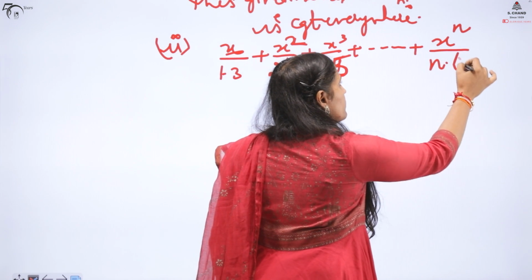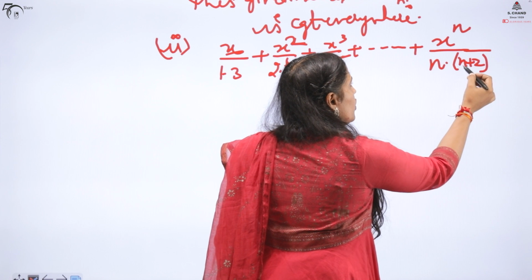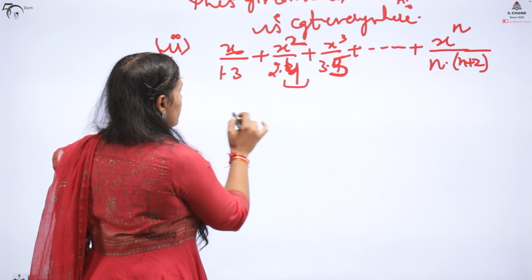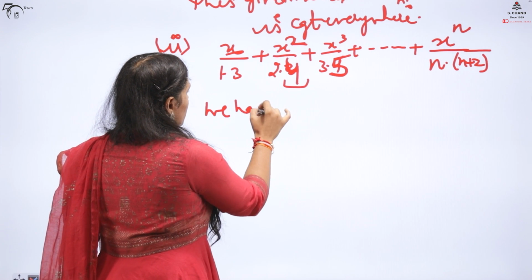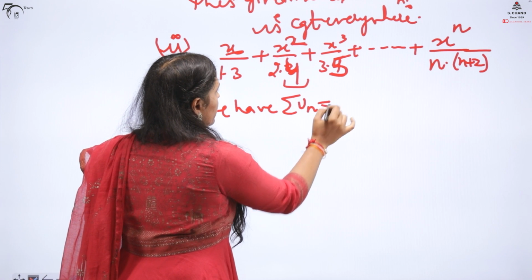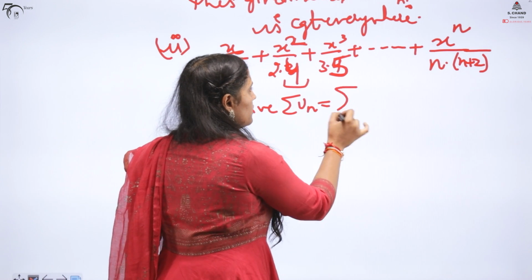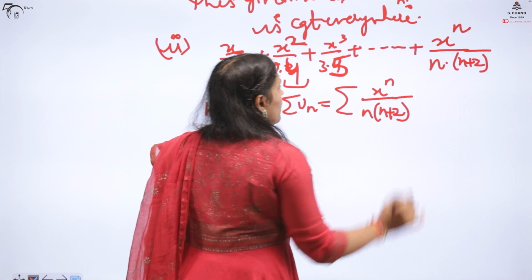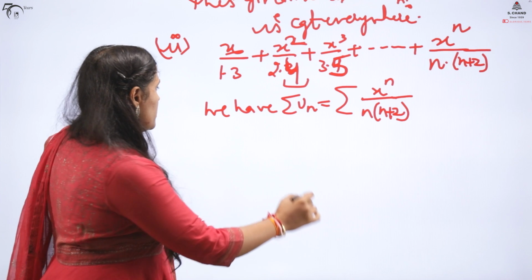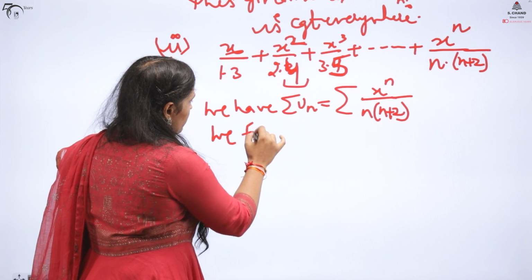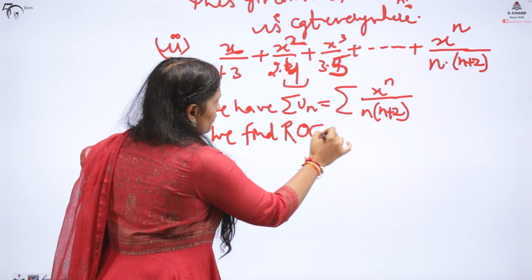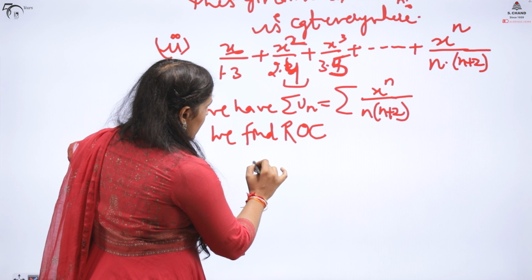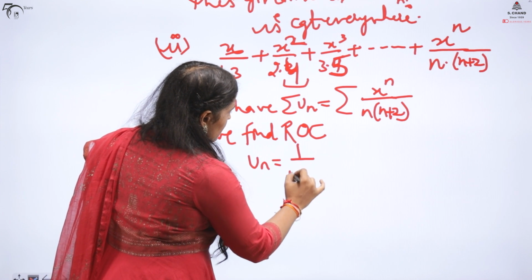So what should the term be? n plus 2, because when you put n as 1, you should get 3, and when you put n as 2, you get 4. So the nth term is summation un, and I can write it in this form. My series is this. Coming to the point of ROC, we find the radius of convergence, which decides the area of convergence, nowhere and everywhere convergence. So my nth term is this.